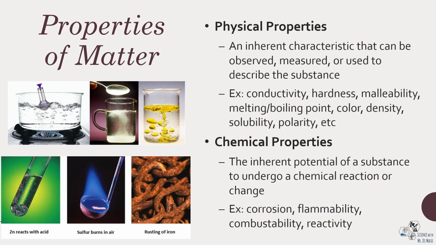Now, the other two properties of matter are physical and chemical properties. A physical property is an inherent characteristic that can be observed, measured, or used to describe the substance. So something like color, or density, or the melting point, or hardness, things like that. A chemical property is more of like what it could be. This is the potential of the substance to undergo a chemical reaction or to change into a different type of substance. Something like flammability or combustibility.